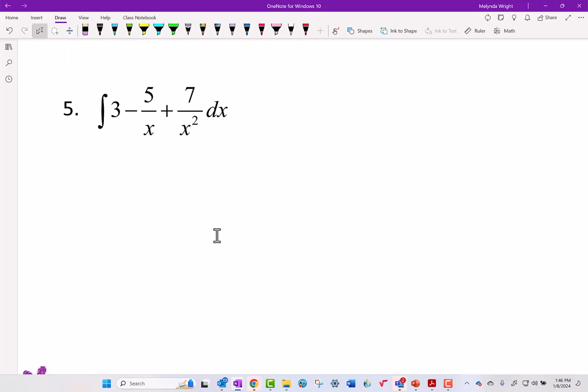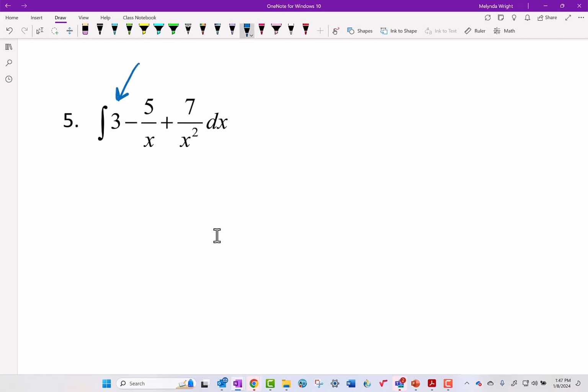So here's what is going to be important for us to recognize. This one, 3, if I took the derivative of something and got a 3, what would I have taken the derivative of? 3x. So the antiderivative of 3 is 3x. And those are the questions I ask myself all the time. If I had taken the derivative of something and then gotten 5 over x, what would I have taken the derivative of?